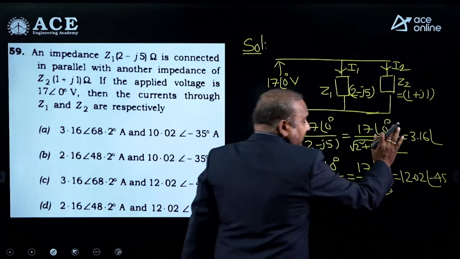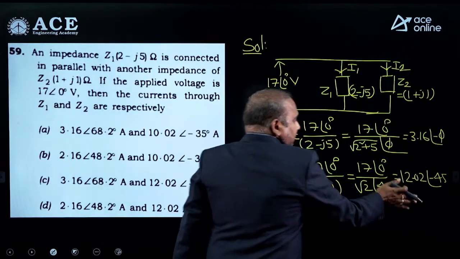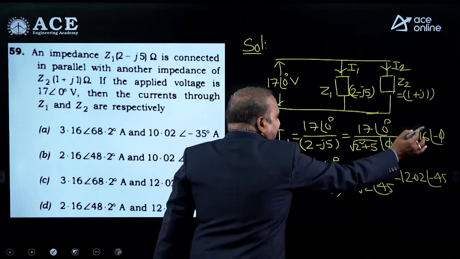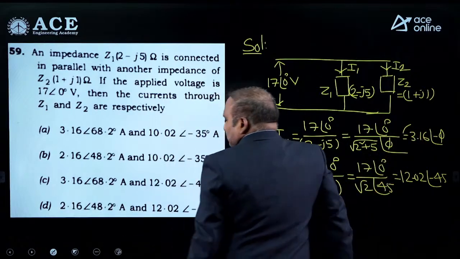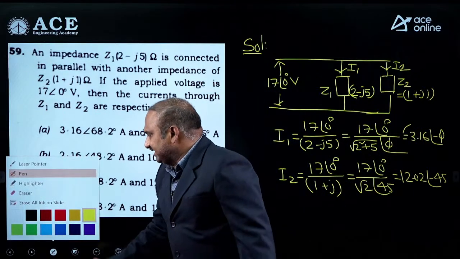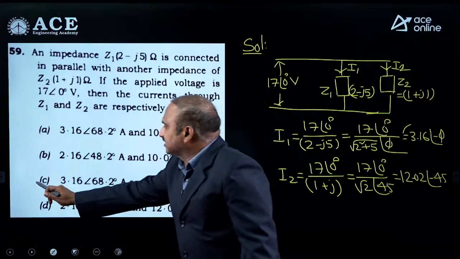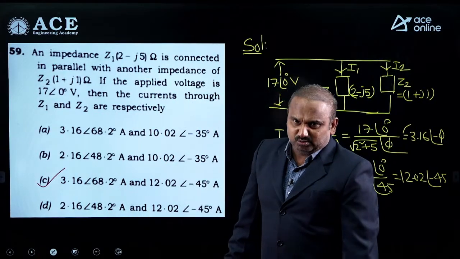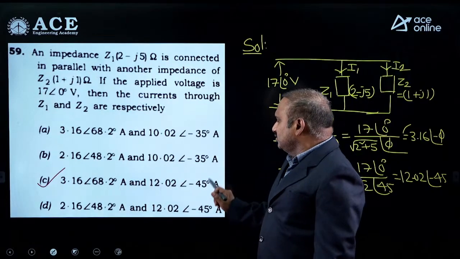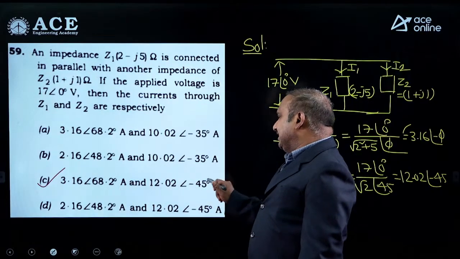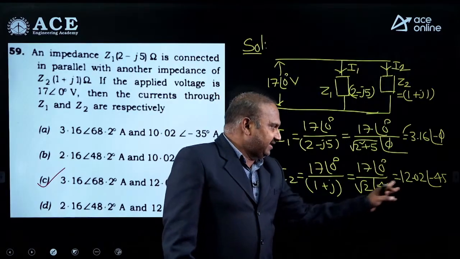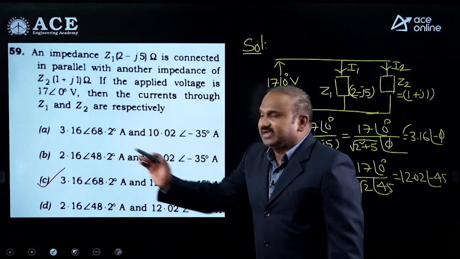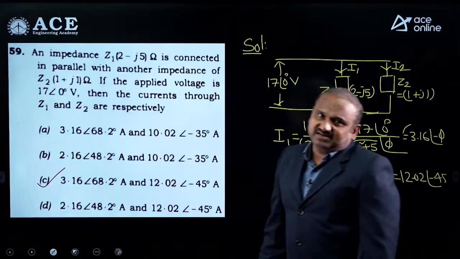You need not estimate this phi value here directly. Once you get this one and the magnitude of I1, you are able to define that, or you are able to select which is the correct option. C is the correct option. You need not go for that calculation of 68.2. Directly using that I2 12.02 at an angle minus 45. This is the standard one. That's why directly you can select that C is the correct option.